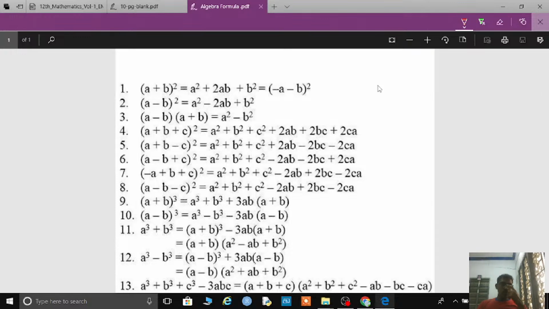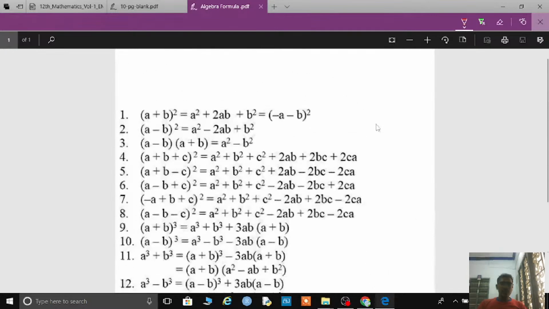Okay, let's move on to the formulas. We shall start. Here there are a total of 13 formulas. Now we start with the basic algebraic identity, a plus b the whole square.